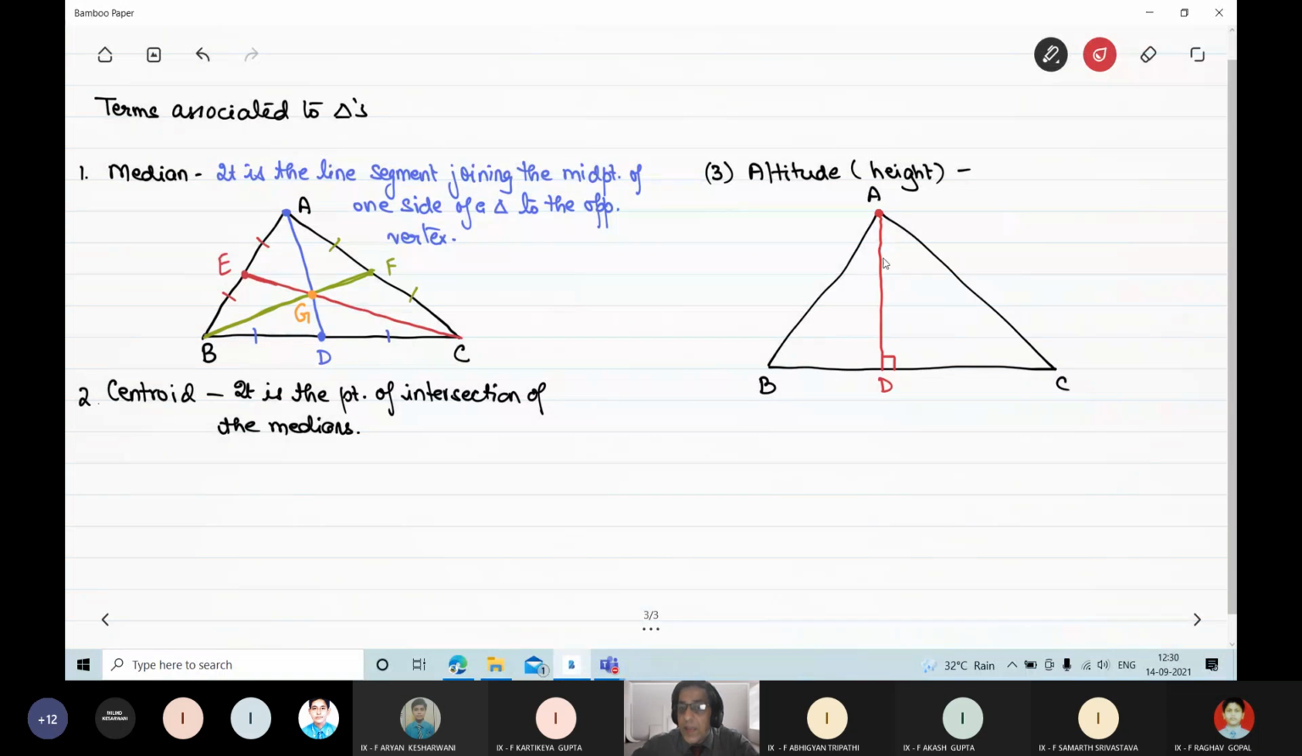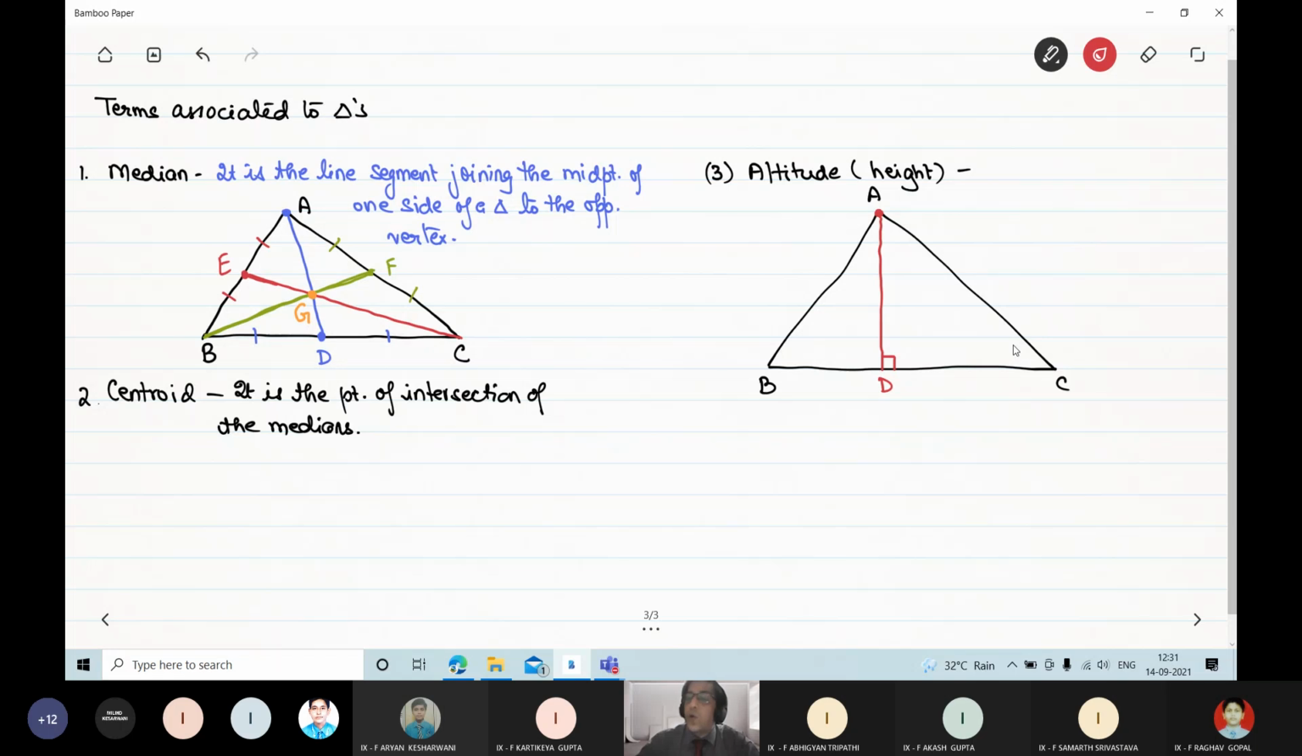And because I'm dropping this on the side BC, BC will be the base. When you studied the formula for the area of the triangle, area of the triangle is half base into height. So here height is AD and BC will be the base, because this is the side of the triangle on which I am dropping the perpendicular. This perpendicular is not dividing BC into two equal parts.